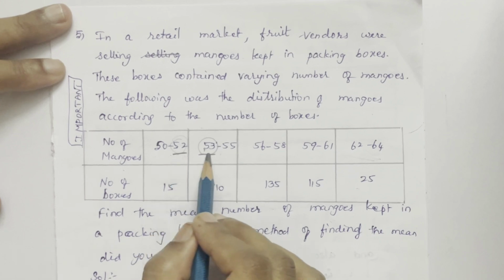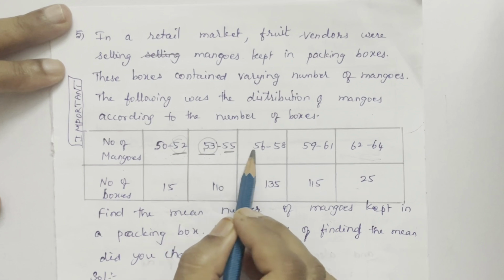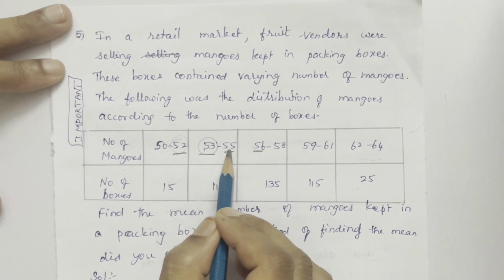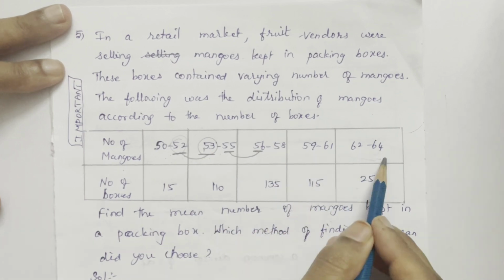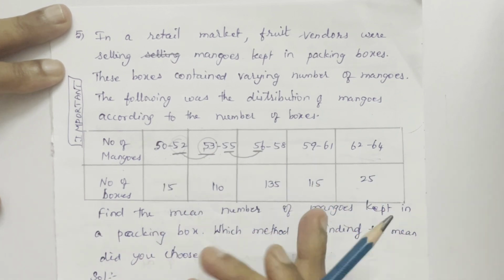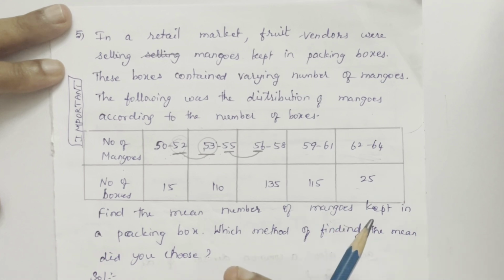Now these two are different numbers, 52 and 53. See here 55 and here 56. So these two are different. These two are different in each interval. So the intervals are not continuous. We should make it continuous.